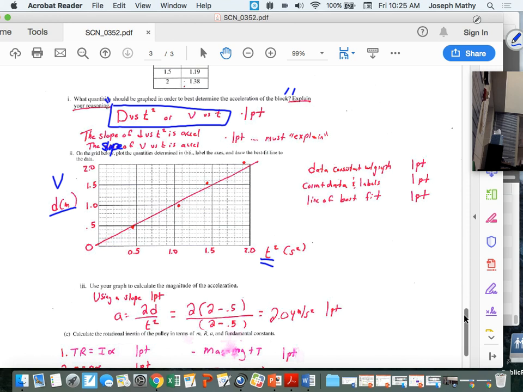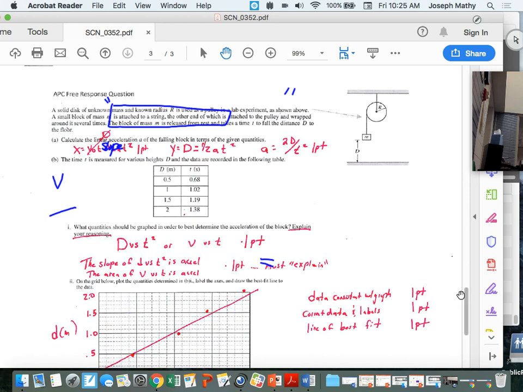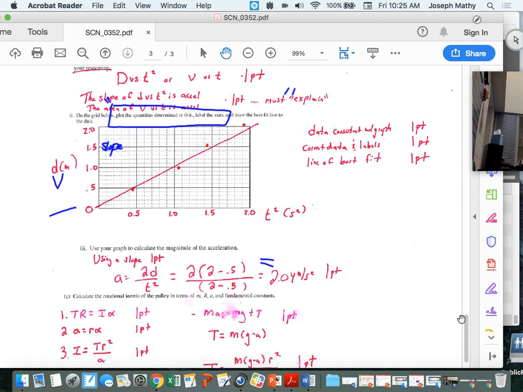But here's the deal. They didn't want you to do a V versus T graph. You want to know why? Because you didn't need to do that. You could have just taken these right here, and you could have plotted what you needed to apply to get acceleration.